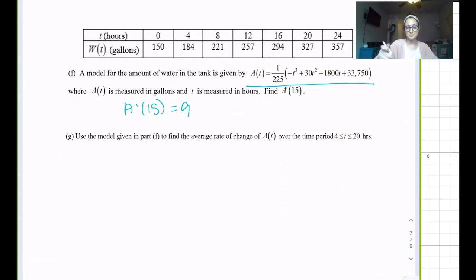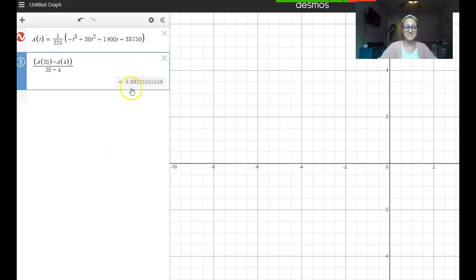Okay, and then part G asked me to find the average rate of change, so slope between 2 points, between 4 and 20. So try that on Desmos or the 84 and let's see what you get. All right, so I got this decimal 8.995 repeating, it looks like, so we could put 8.995 or 8.996 on the AP exam.